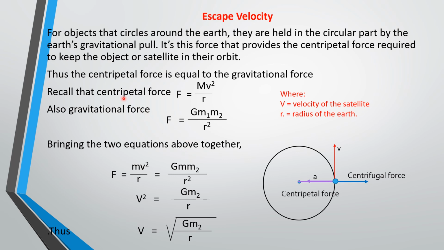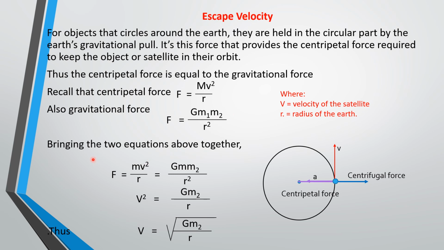Mathematically, remember this is the equation we had for centripetal force: F equals mv squared over r, where r is the radius of the Earth. We have also seen from our previous class that the gravitational force equals the product of the masses that are interacting over the square of the distance, multiplied by the universal gravitational constant, capital G.